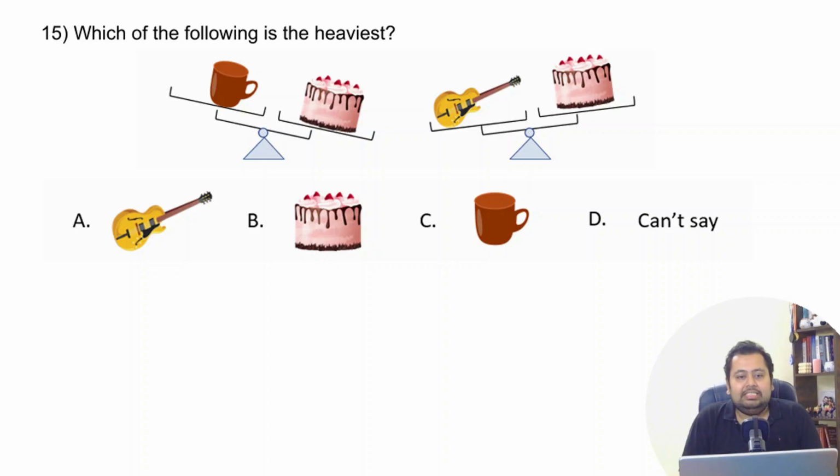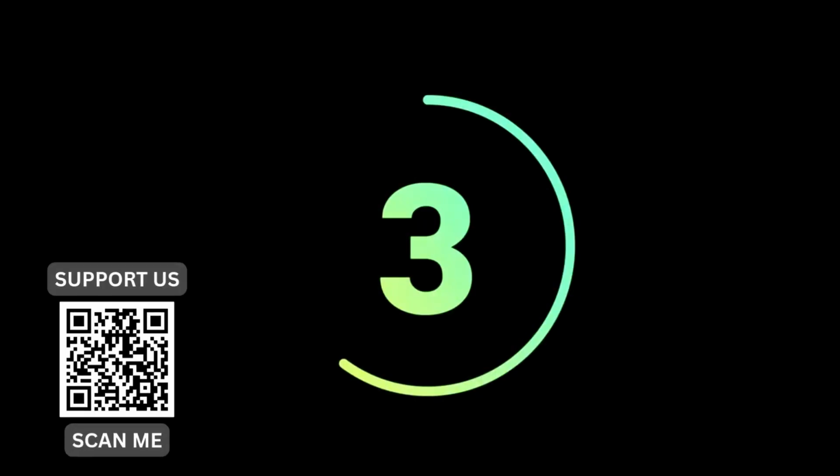Which of the following is the heaviest? So you see a cup and a cake, and the balance is being tilted towards the cake. Then you see a guitar and the cake as well, and the balance is tilting towards the guitar. Now you have to find out which of this is the heaviest.